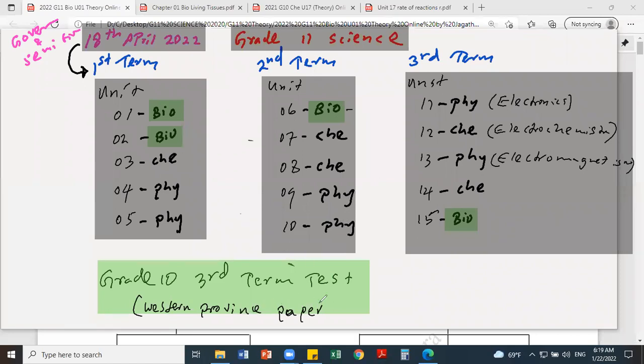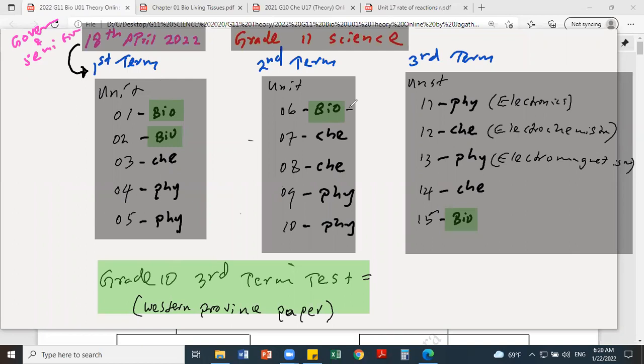Some of the private schools might have already done this and promoted to grade 11, but all the government and semi-government schools, the students are still in grade 10. They will be promoted to grade 11 on 18th of April. After the grade 10 third term test and the vacation, they will be promoted to the next grade, right?